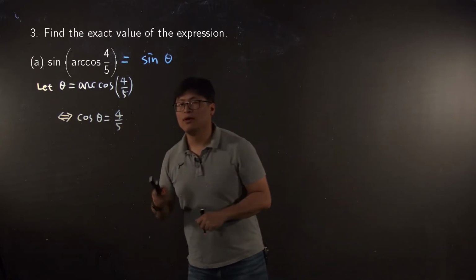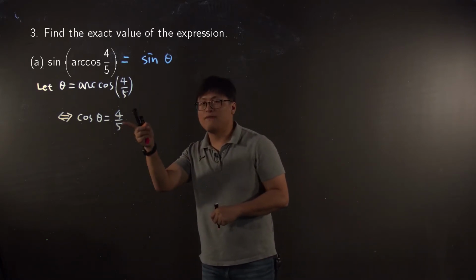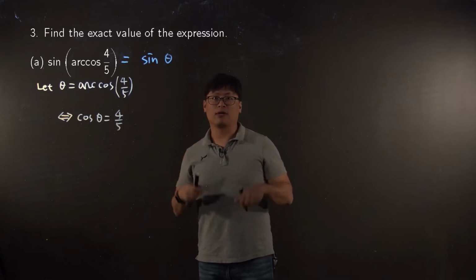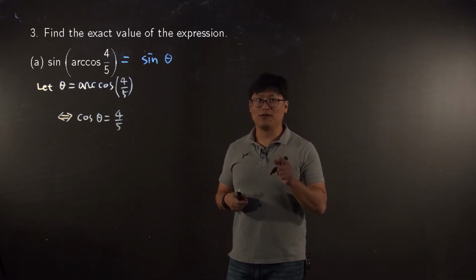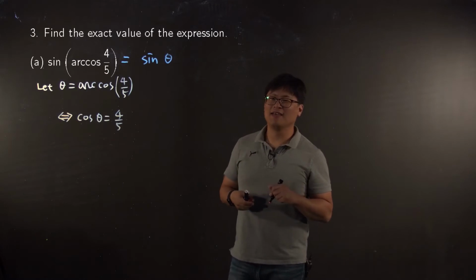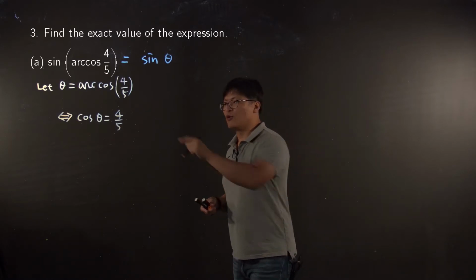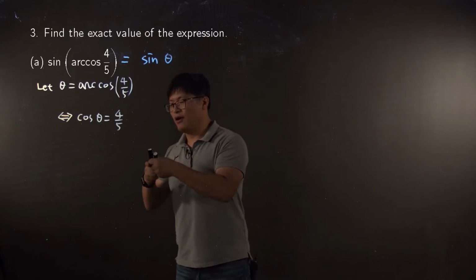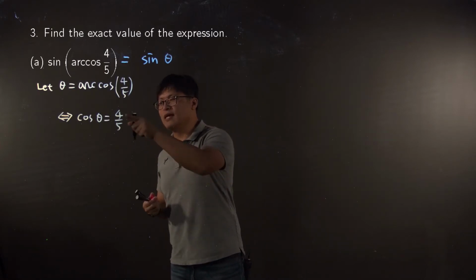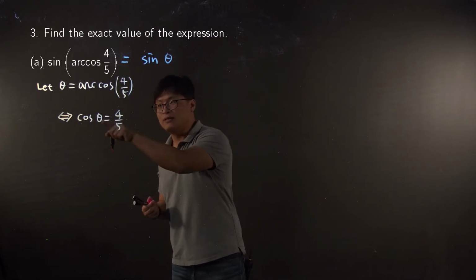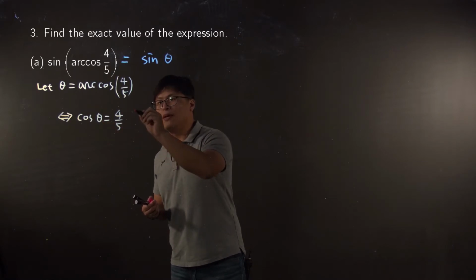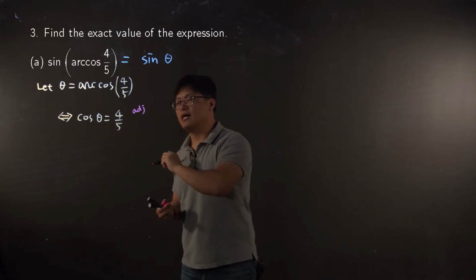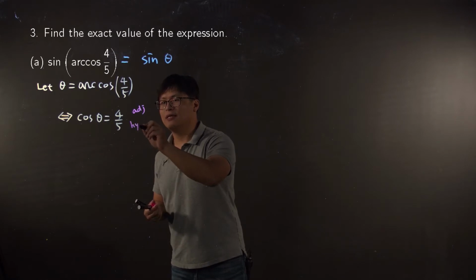With this, do you remember how you can find cosine theta with a right triangle? I'm talking about SOHCAHTOA from your high school. Cosine is adjacent over hypotenuse, right? So we can say, in a right triangle with angle theta, 4 will be the adjacent side and 5 is the hypotenuse.